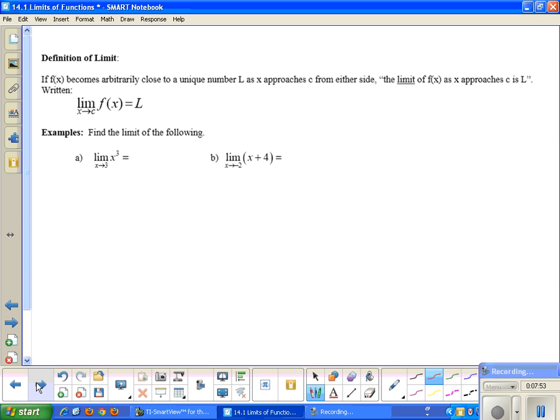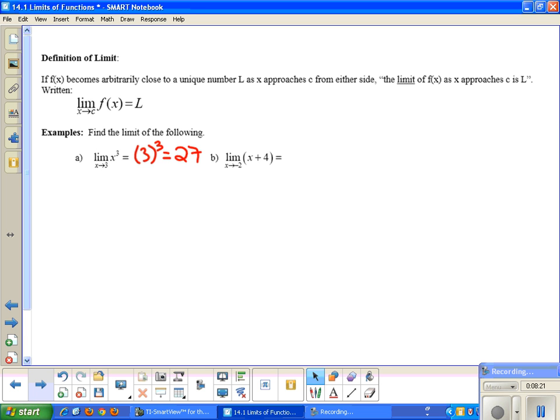Now, we have the function x cubed here. So x cubed, I know my domain is all real numbers. If I want to find the limit as x approaches 3, that means I'm just going to plug 3 in for x because it's within the domain. So when I do this, I don't have to worry about looking at my graphing calculator because all I have to do is just go ahead and plug this in and I get 27.